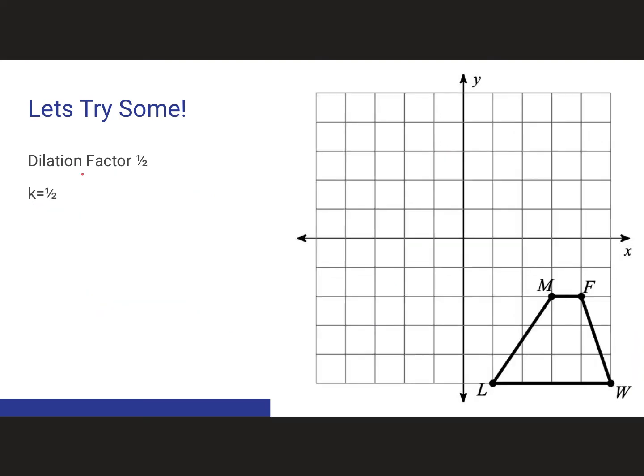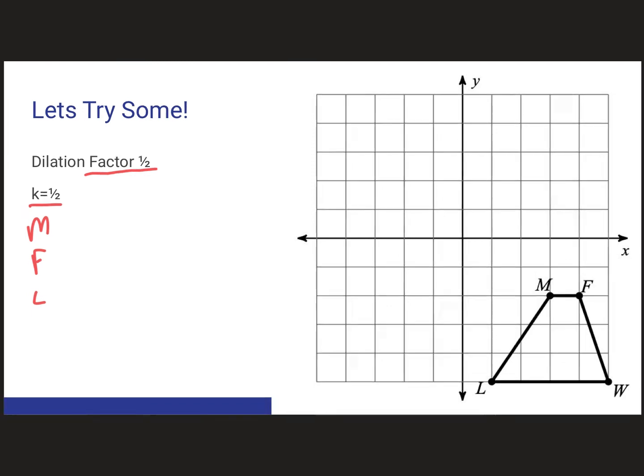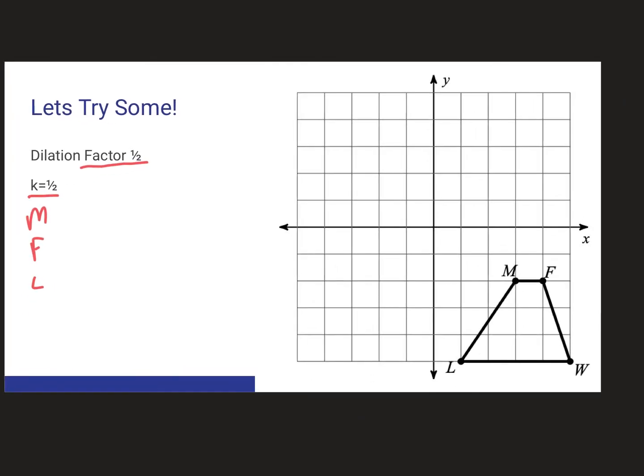Here I have a scale factor of 1/2. Remember, multiplying by 1/2 is going to make my figure smaller. So I have the points M, F, L, and W. So M is currently at (3, -2). F is at (4, -2). L is at (1, -5). And W is at (5, -5).